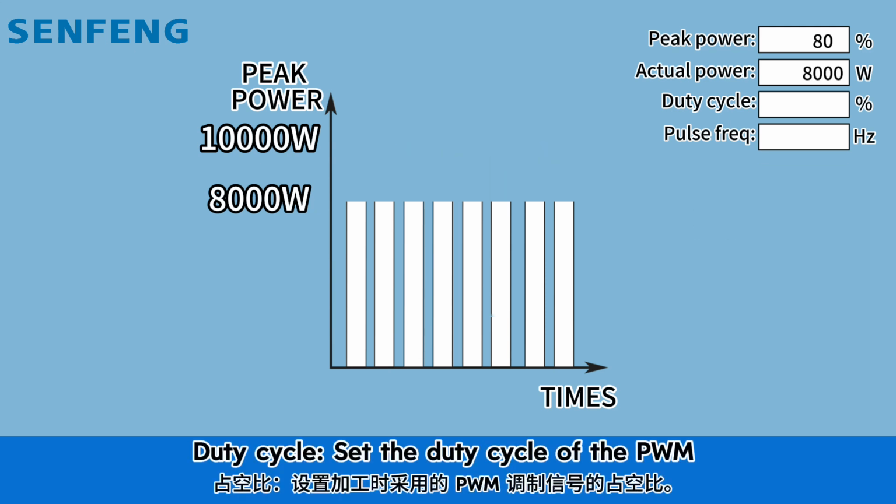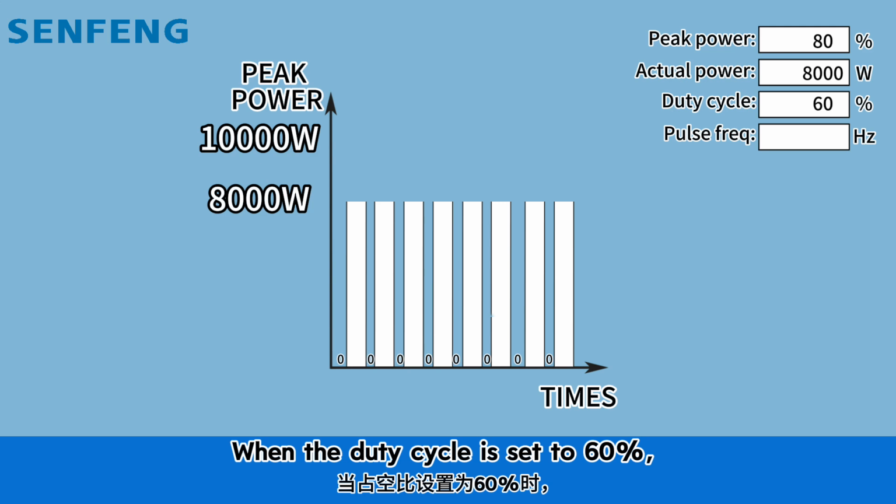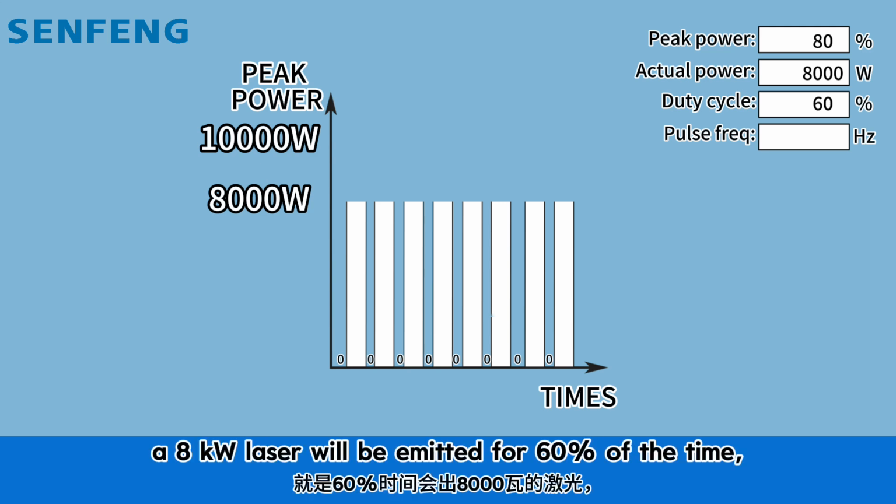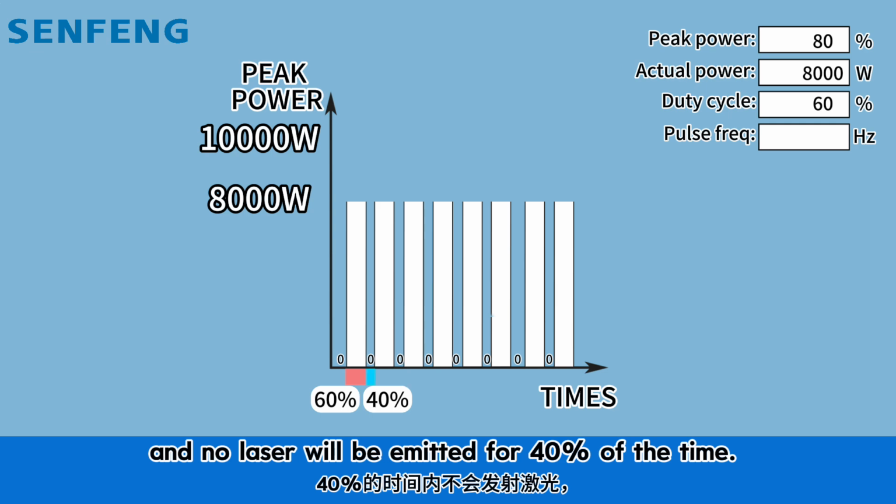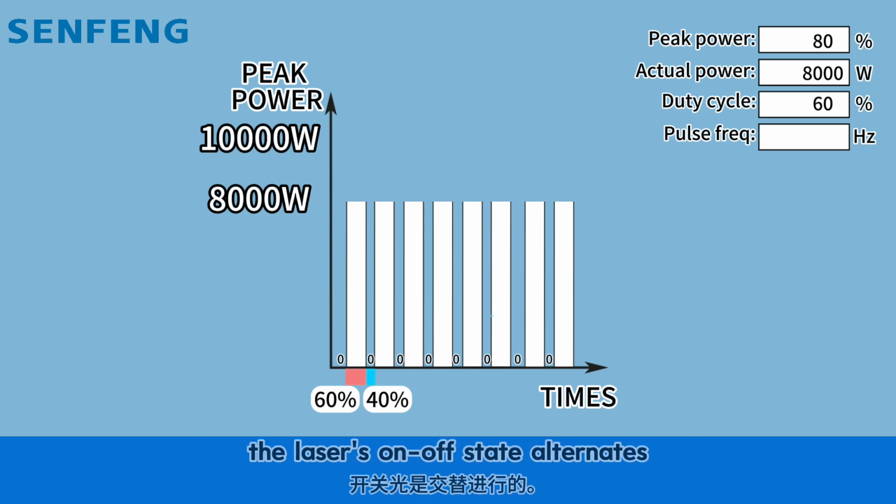Duty cycle. Set the duty cycle of the PWM modulation signal used during processing. When the duty cycle is set to 60%, an 8 kilowatt laser will be emitted for 60% of the time, and no laser will be emitted for 40% of the time. The laser's on-off state alternates.